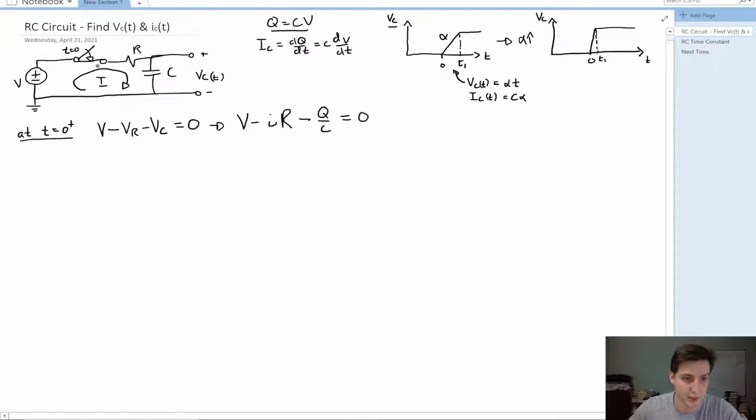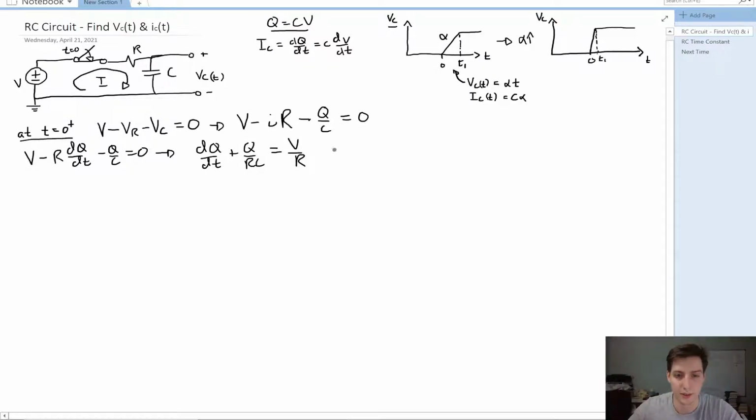Because we have a series circuit here, the displacement current for the capacitor is going to be the same value as the current going through the resistor, which allows us to say that V, the source voltage, minus R times dQ/dt minus Q over C is equal to 0. We can rearrange this as dQ/dt plus Q over RC is equal to V over R. And what we have here is a non-homogeneous differential equation.